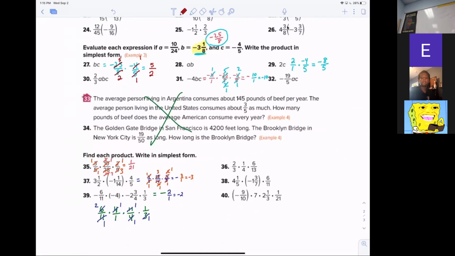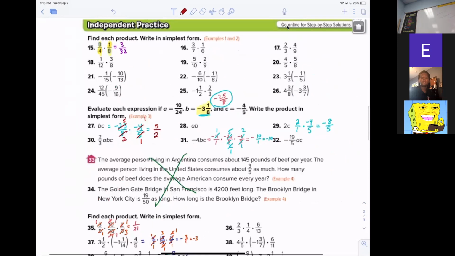Can I do 30? Or did we? No, we didn't do 30. Okay, we did not do 30. But what time does the bell ring? 1:27. Okay, so we still have some time. All right, I'm enjoying this.